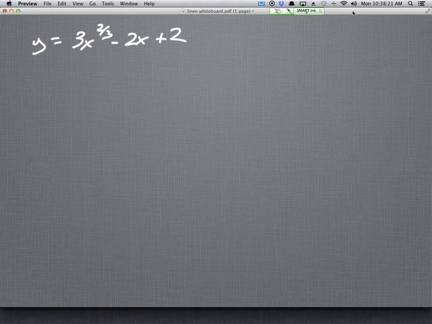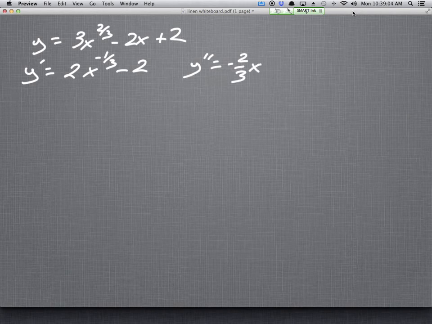So, first thing we want to do to our function is what? Take the derivative. All right, so 3x to the 2/3. I need to bring that 2/3 down. What happens when I bring the 2/3 down? The 3's cancel, leaves me with 2. I subtract 1, so now my exponent is negative 1/3. The derivative of negative 2x is negative 2, and the derivative of 2 is 0. All right, and while we're here, it's best to go ahead and get your second derivative. So my second derivative, I bring the negative 1/3 down. Gives me negative 2/3. I subtract 1 from my exponent, and that gives me negative 4/3, and then the derivative of negative 2 is 0.